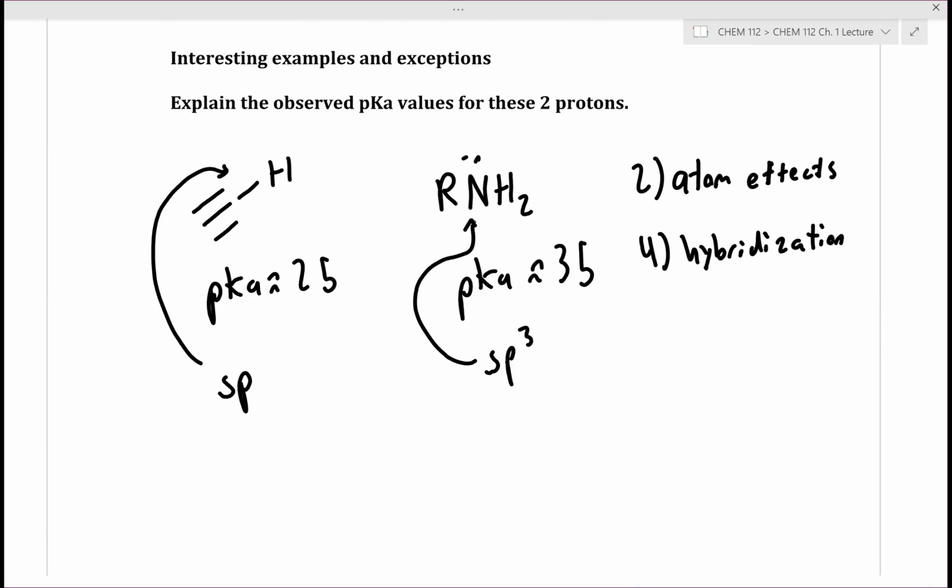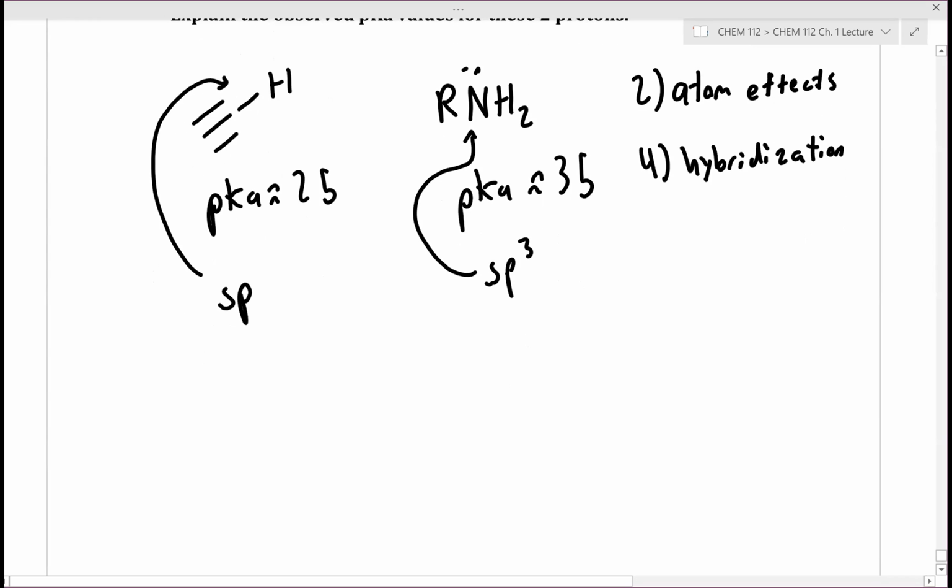The rules that I provided you will work about 90% of the time. The other 10%, you'll notice these odd edge cases. And this is why you need to be familiar with some of the common pKas so you can tease out some of these edge cases and then attempt to explain them. So to help explain the observed pKa values, we'll draw out each of our anions. Let's draw out each of the anions generated.